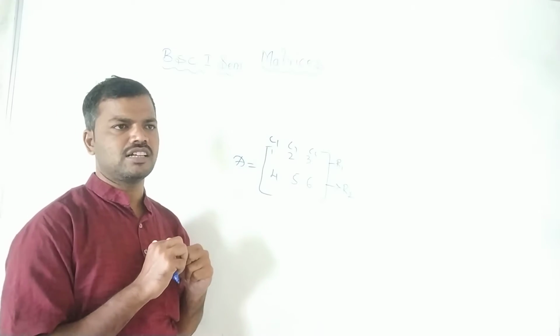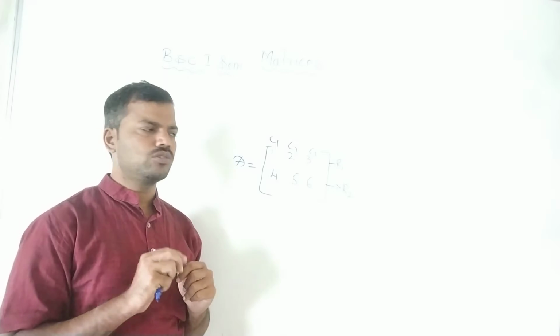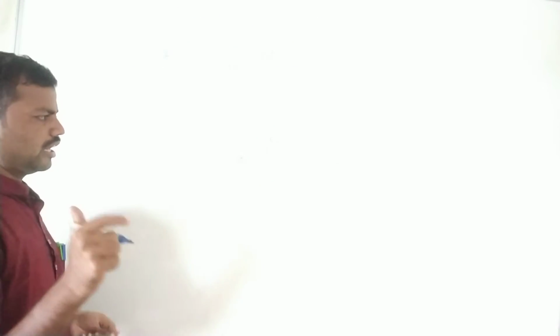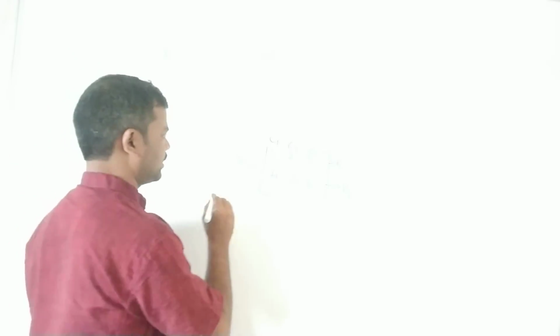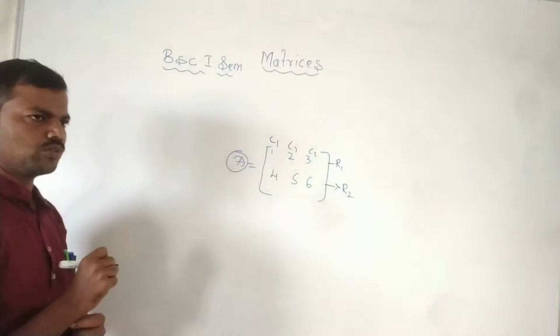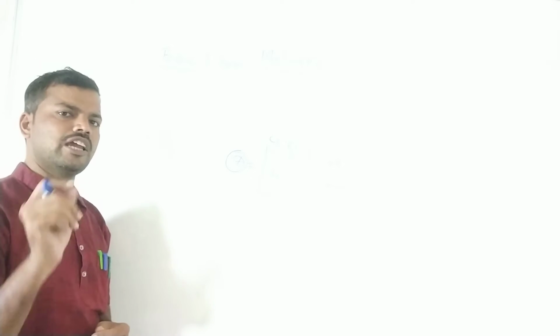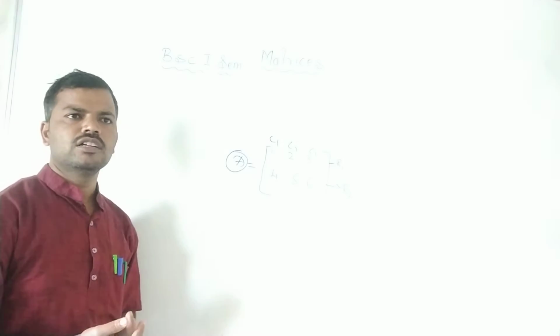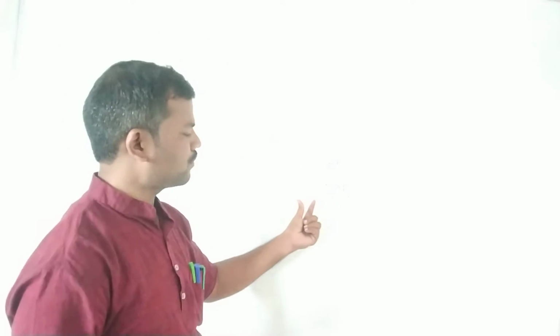Types of matrix. First we have to know about a row matrix. But next, we need to know the order of the matrix. We have already known the order. So order of matrix means what? The number of rows and number of columns is called the order of the matrix.